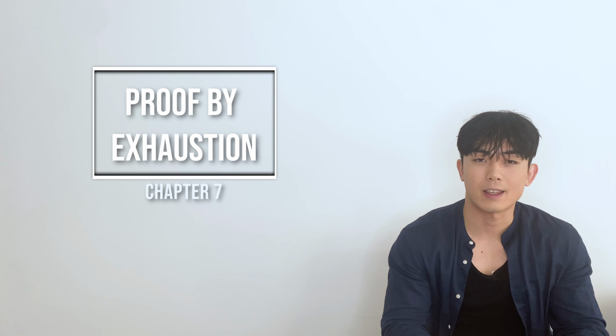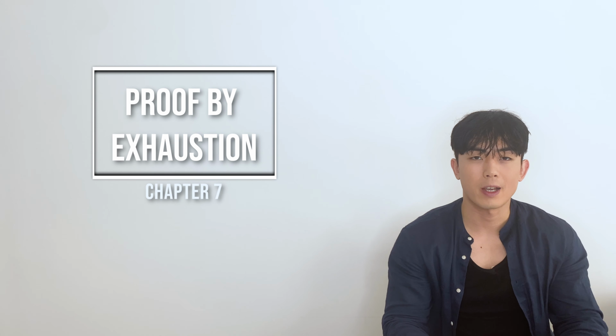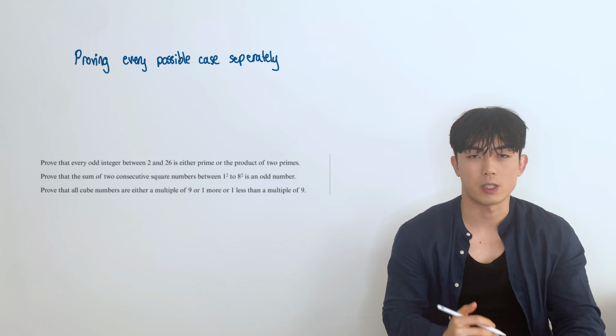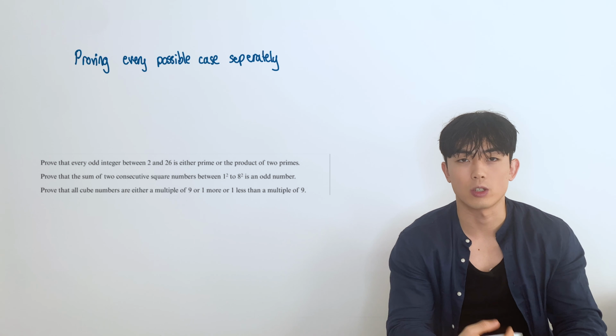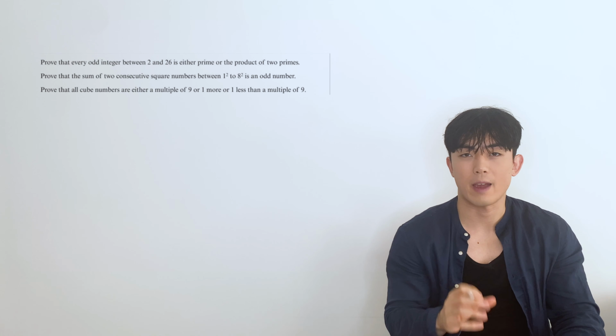Alright, so let's take a look at the second type of proof in Pure 1, and that's proof by exhaustion. So proof by exhaustion just means, as you said, exhaust, right? It means just looking at every single possible scenario and proving that it's either incorrect or correct. Okay, so this one is very simple. You just have to look at every single example.